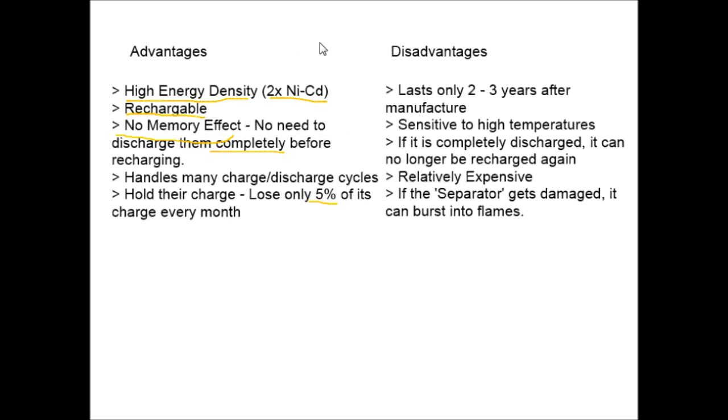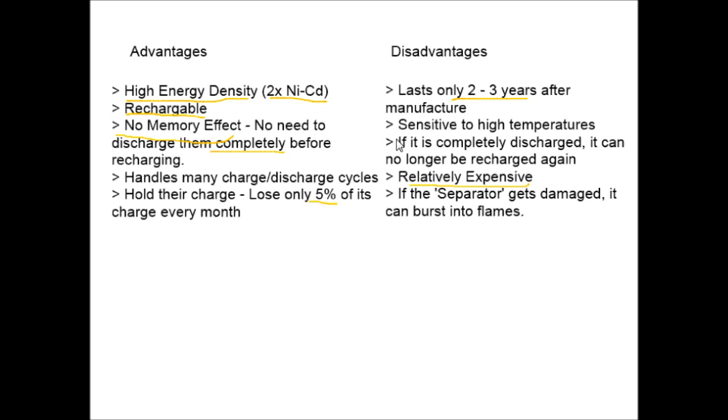However, even though it is a very high energy density battery, it has a few disadvantages. The first disadvantage is that it only lasts about 2 to 3 years after manufacture, and it is relatively expensive compared to the other batteries. It is sensitive to high temperatures, and if it is completely discharged, it can no longer be recharged again.